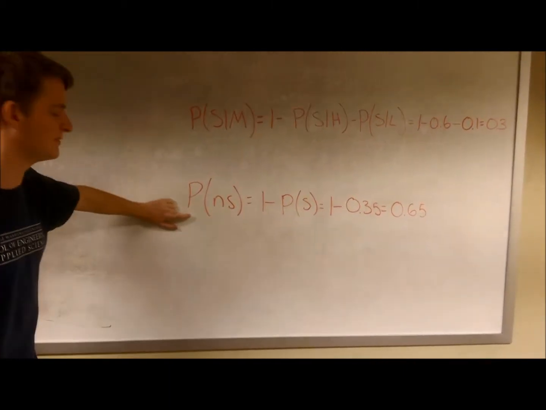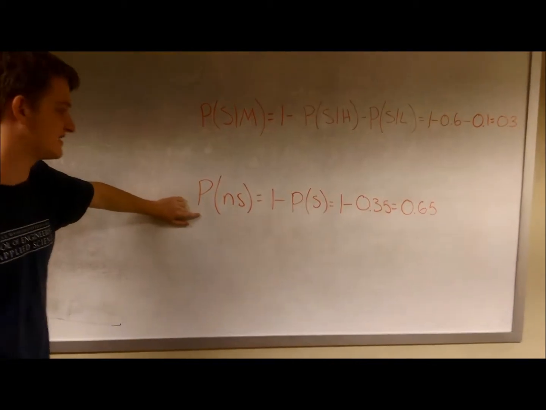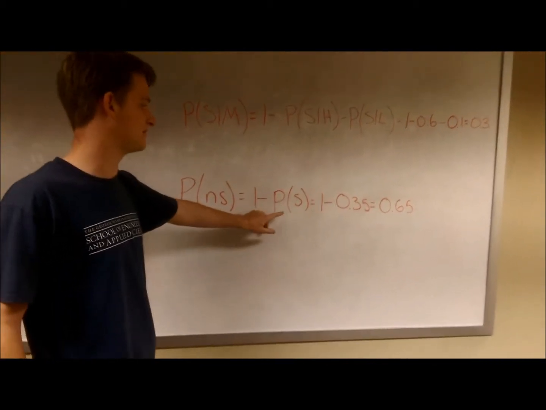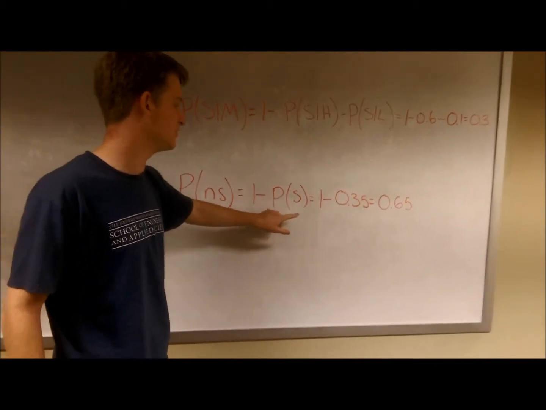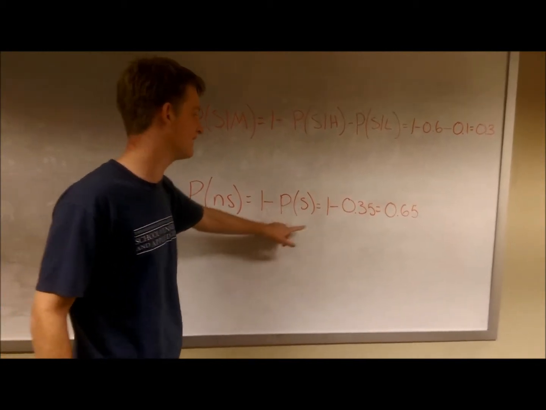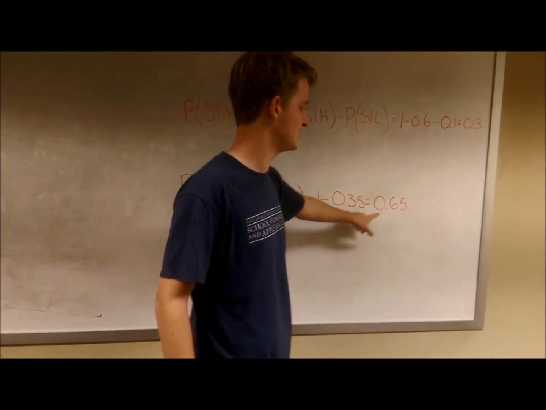And then to find the probability that it doesn't snow enough to cancel school, we do 1 minus the probability that it does snow enough to cancel school, which we know as a given is 0.35. So 1 minus 0.35 is 0.65.